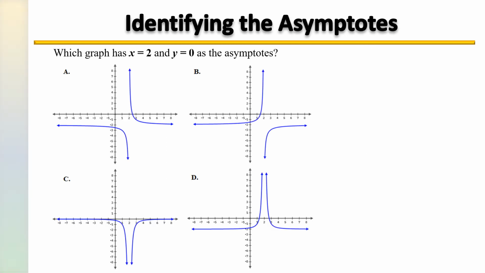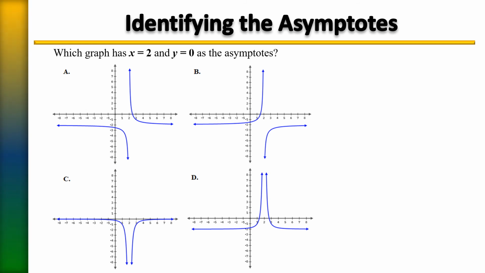Which graph has x equals 2 and y equals 0 as the asymptotes? Feel free to pause the video while you think about it, and when you're ready to reveal the answer, restart the video. Okay, so what did you select? Well, we're looking for a graph that has x equals 2. In other words, a vertical line passing through the x-axis at 2.